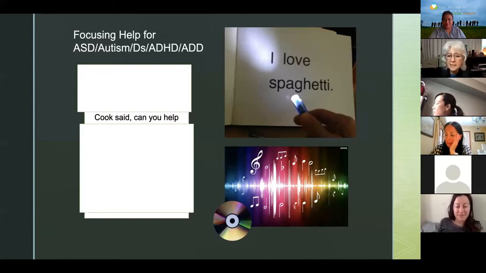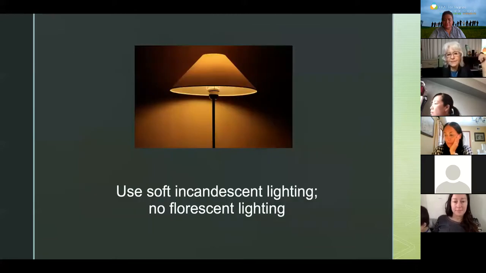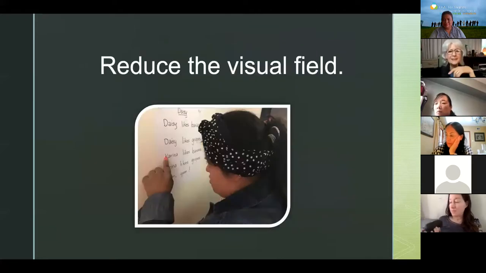And then lastly, using very, very soft classical music of a very calming kind. Not all classical music is calm. Not all Mozart is calm, but a lot of it can be and help regulate the brain. But it has to be super soft. Use soft incandescent lighting, no fluorescent lighting. A lot of studies have been done about the bad effects of fluorescent lighting on children and learning. My sister, when she was in high school, passed out once just from doing ballet under fluorescent lighting because she was hypersensitive.